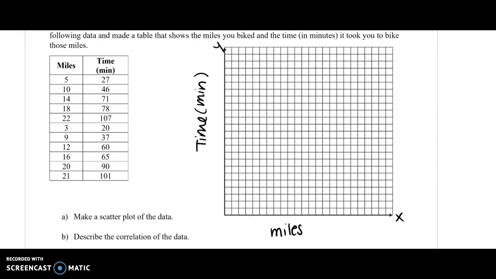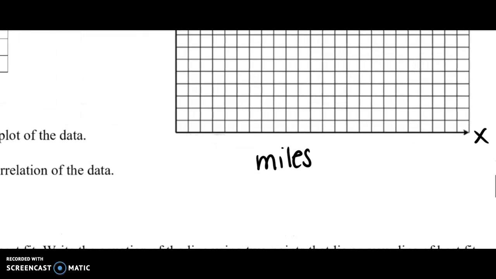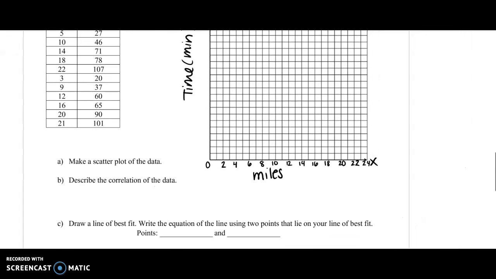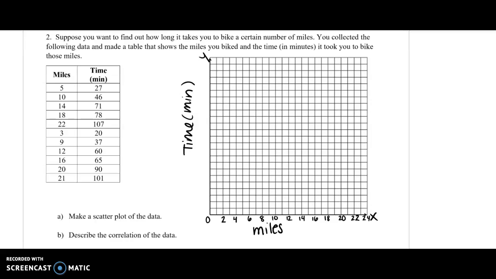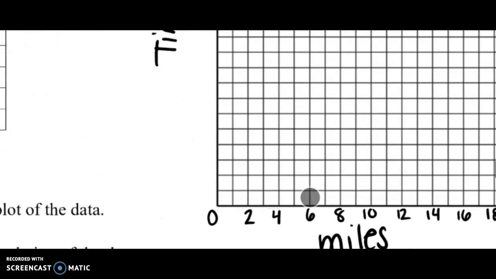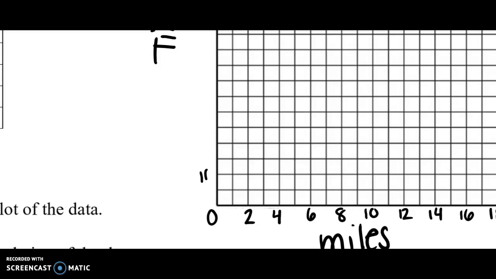Okay, and looking at this, I can probably count by ones for miles. I'm still just going to skip writing every other. Okay, but then for time, the highest I need to get to is 107. So let me see, I'm going to probably count by fives for this. Okay, but I'm going to skip it, so I'm just going to write the tens on every other. Hopefully you can see that.